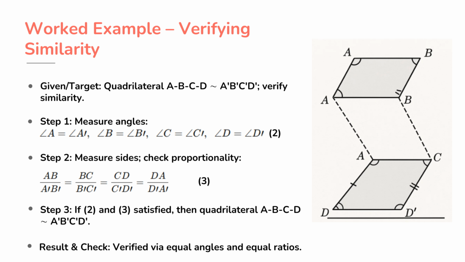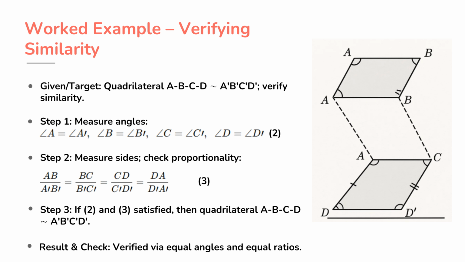We are given quadrilateral ABCD and quadrilateral A'B'C'D'. Our task is to verify their similarity. Step 1. Measure angles. We check that angle A equals angle A', angle B equals angle B', angle C equals angle C', and angle D equals angle D'. When all corresponding angles are equal, the first condition is satisfied.